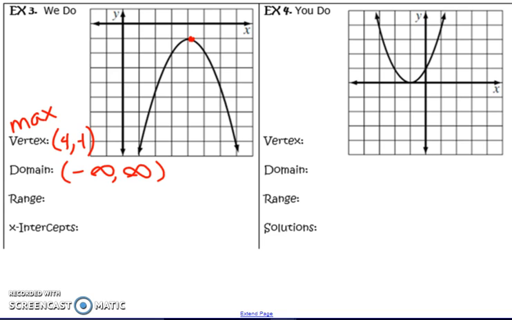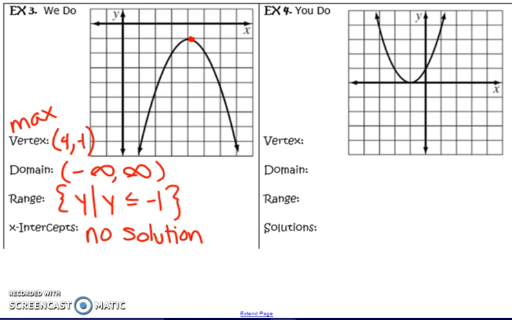My range, because it's a maximum point, I'm going to say y such that y is less than or equal to -1. -1 is the maximum it can go on the y-axis. Now, for x-intercepts, well, if I look, it doesn't cross my x-axis. So in this case, there is no solution. There are no x-intercepts. In this case, this is a prime equation. We cannot factor it.